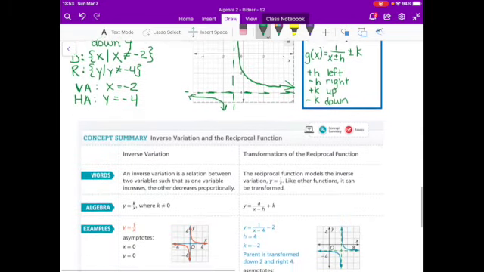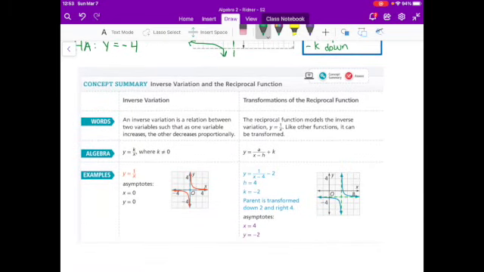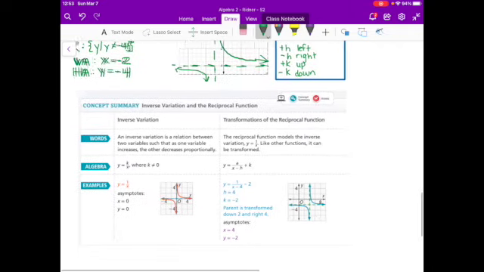Okay, so at the bottom of the notes, here's a concept summary of everything we just talked about if you need it, but that concludes notes.